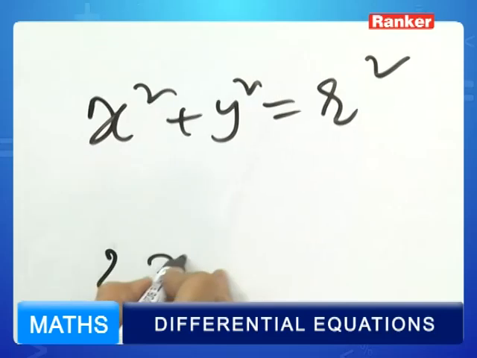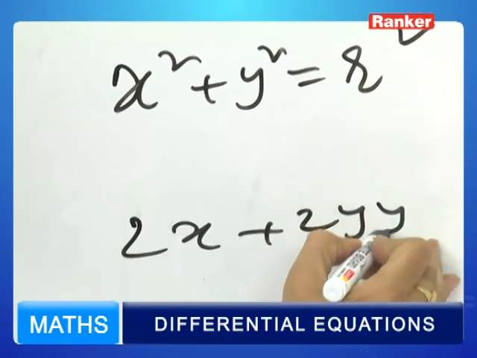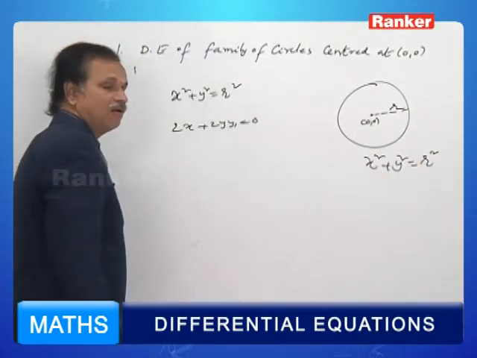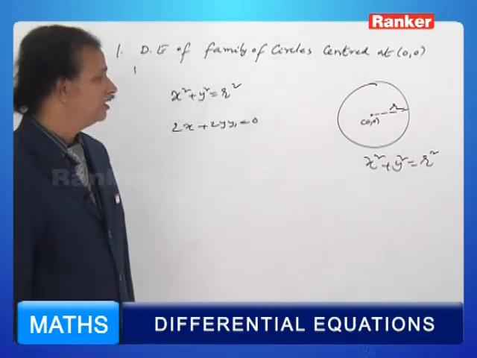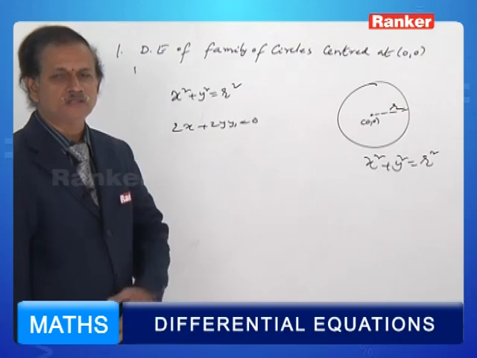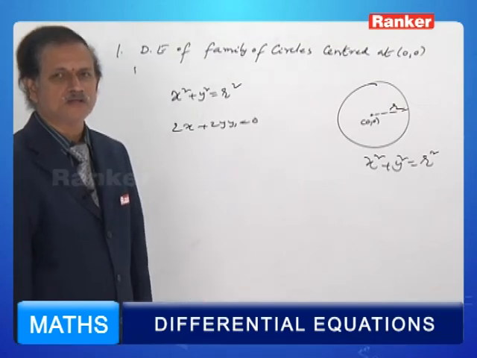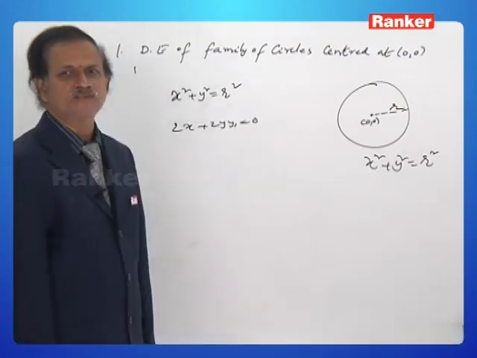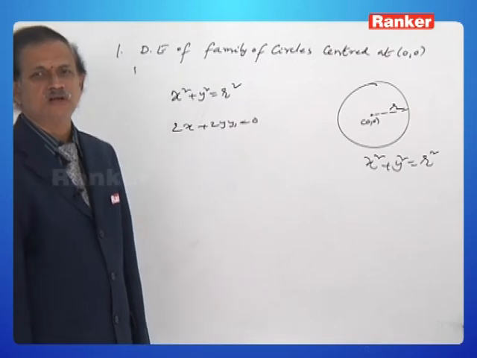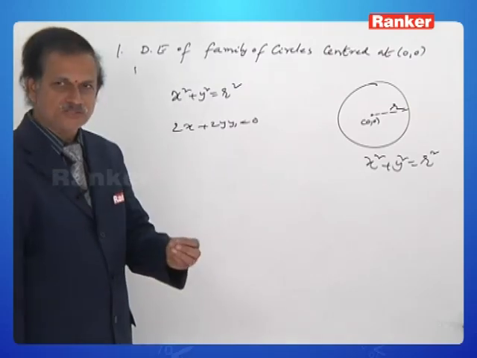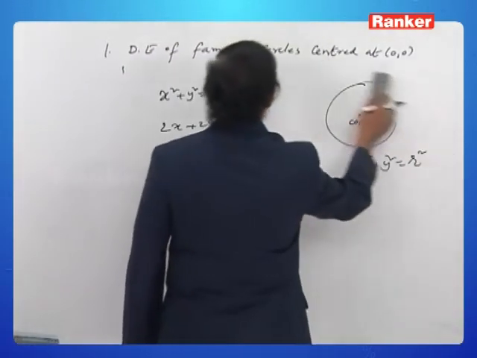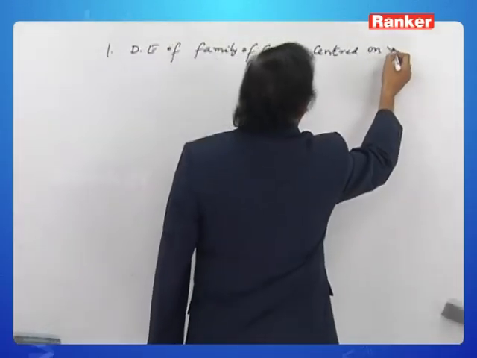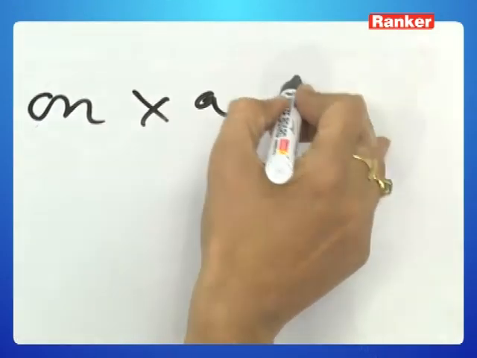Its differential equation is 2x plus 2y y1 is equal to 0. That's all. So x plus y y1 is equal to 0 is the differential equation because there is only one constant that is to be eliminated. We have done it. That is the differential equation. Isn't it? This is the very first form of the circle. Okay then. Next question. Centered on x-axis.